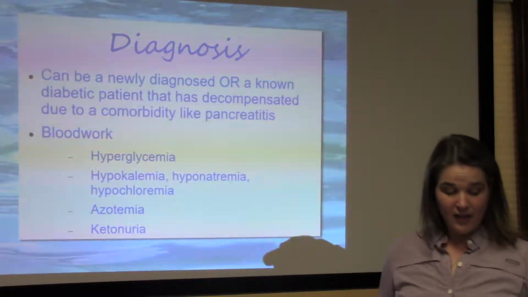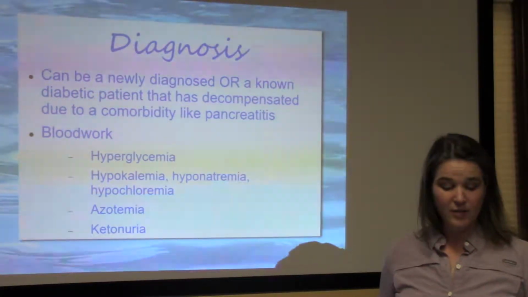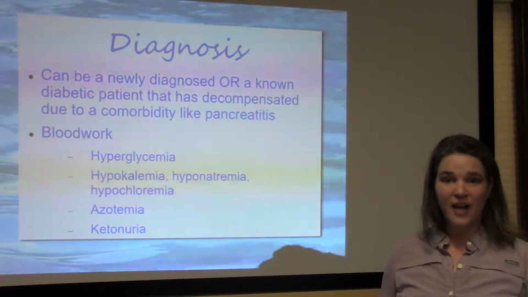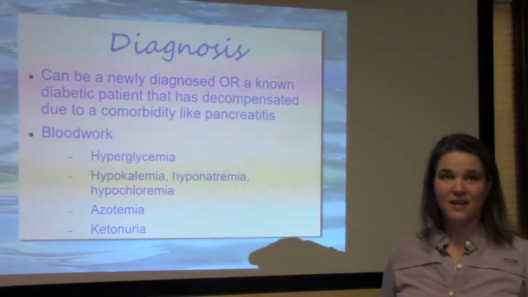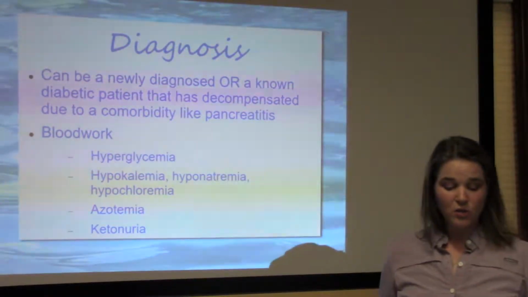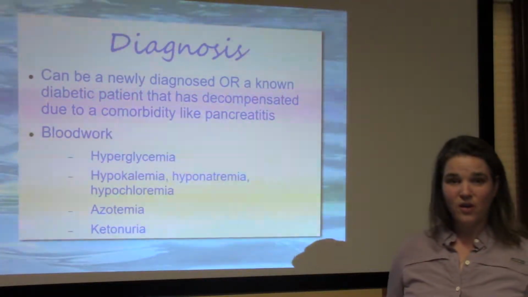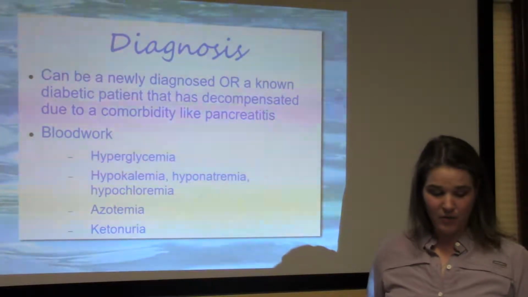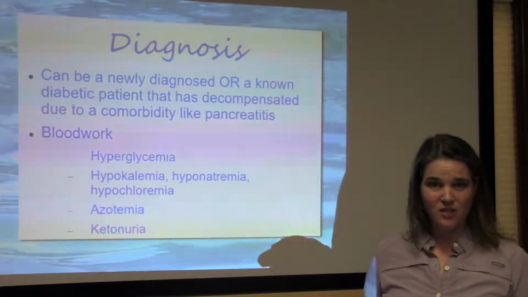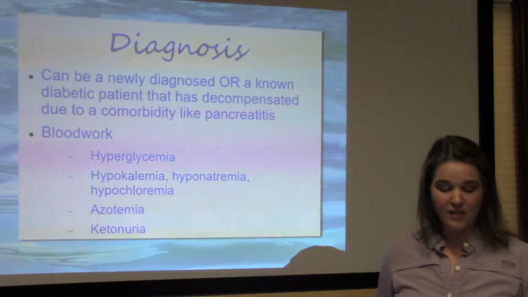Blood work shows hyperglycemia, azotemia, typically hypokalemia, hyponatremia, hypochloremia, because all of these electrolytes are being filtered out with this excessive urine output. A urinalysis will show glucosuria and ketonuria, but the ketone squares on our urine strips are not always reliable. So even if it doesn't measure ketones, if I have a sick diabetic patient that meets the clinical signs, then I usually presume that they are ketoacidotic.